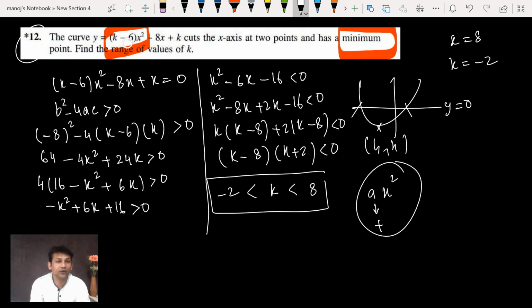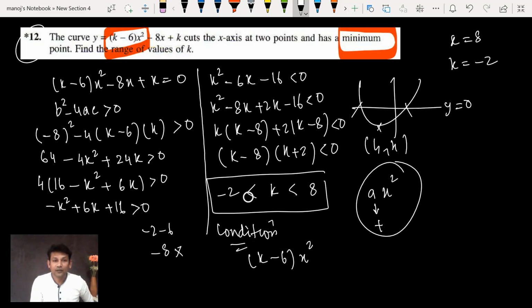k minus 6 cannot be negative. So what's the condition? That's why it's the star question. The condition is that k minus 6 cannot be negative. So when I put minus 2, minus 2 and minus 6 coming minus 8, not possible. Minus 1 minus 6 is equal to minus 7, not possible.